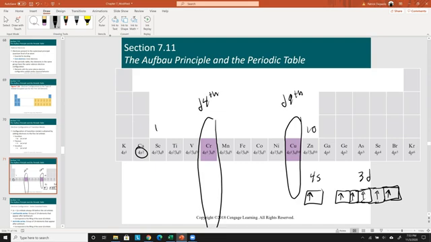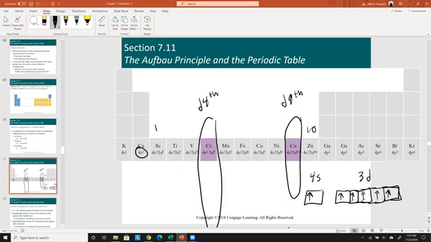And I'm 90% sure it does it for every d4 except for the last 2, and it does it for every d9 in the whole table. But don't worry about that. Just worry about the first couple, 2 or 3. So that's that. Any questions on why that occurs for chromium?